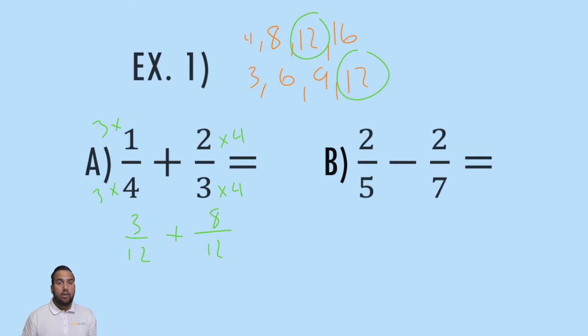Once I do that, I can go ahead and combine terms. So what am I going to do? I'm going to add the numerators. 3 plus 8 gives me 11, but my denominator stays the same. So my final answer is 11/12.